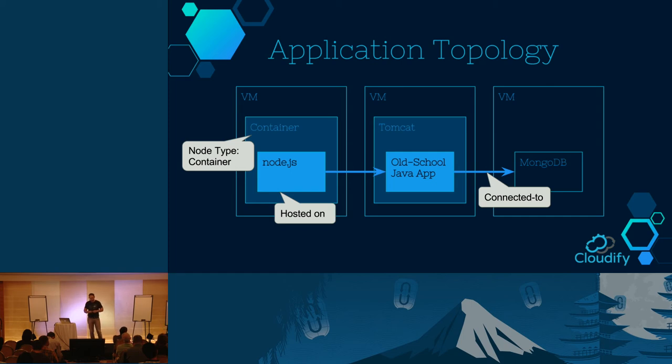There's also the notion of connections in the topology. For example, we have our Java application, which is connected to the MongoDB database. And you also have a notion of contained in, where you describe that the Node.js application is contained on a Docker container, and that container is contained on a virtual machine that runs on OpenStack, for example. So that specific node type for the VM would be an OpenStack VM node type.